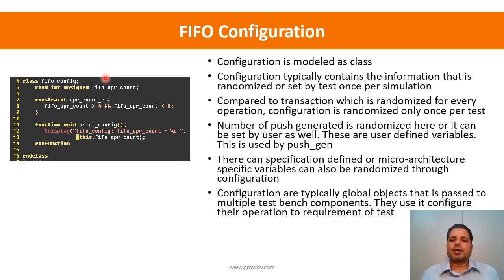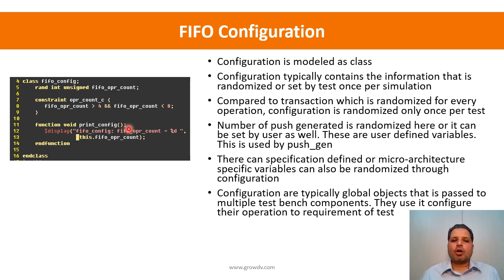And we can put those in as a part of the configuration. Here it is not there, but let's say there could be an interrupt enable or disable bit. Now we could randomize that particular bit over here, right? Or let's say there is a microarchitecture control indicating the total size of the storage, which could allow multiple storage sizes, then that also can be randomized over here. So any parameter or variable that is either specification defined or defined by microarchitecture can be randomized over here.